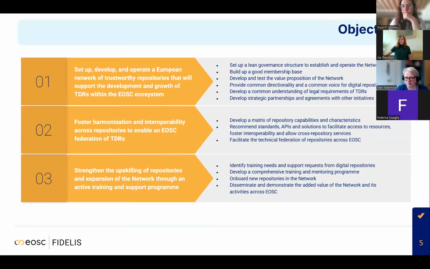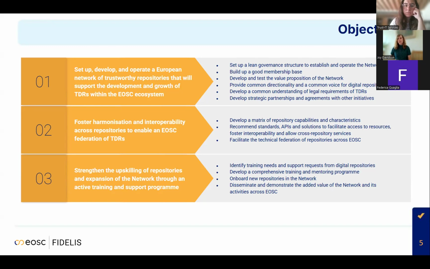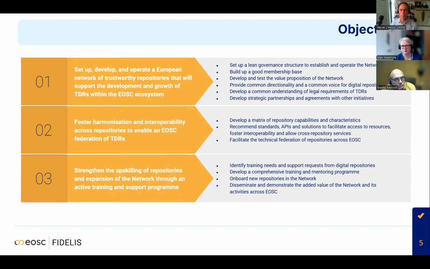The main aim that we have in Fidelis, we have 3 overarching aims. The first, as I mentioned, is to set up that network of trustworthy digital repositories, primarily within the European Open Science Cloud context, but really to go beyond that as well. So what we're trying to do is primarily within the EOSC context, but we do think it goes beyond Europe and does also extend globally.